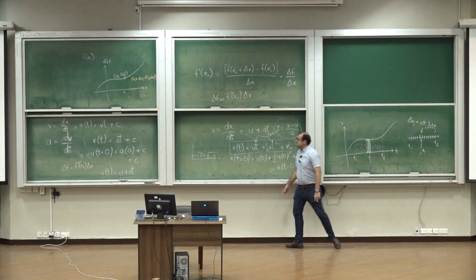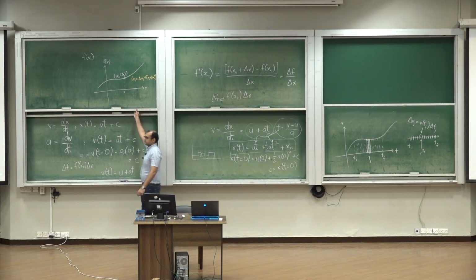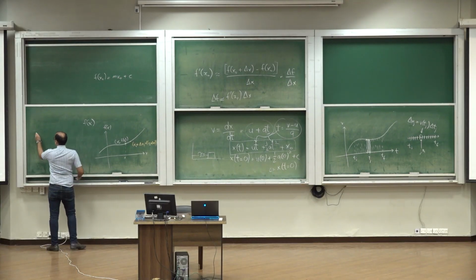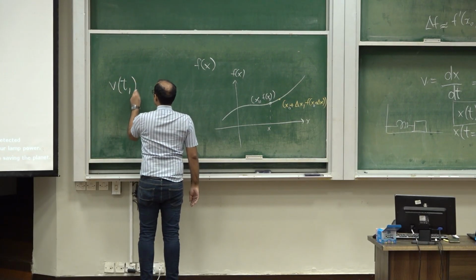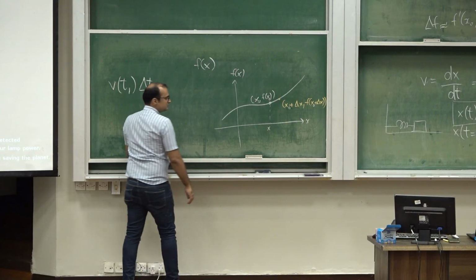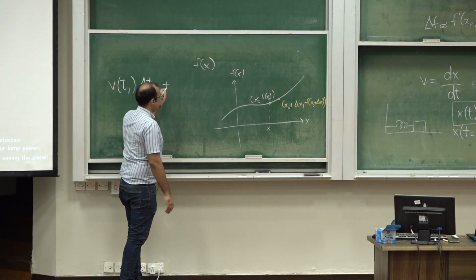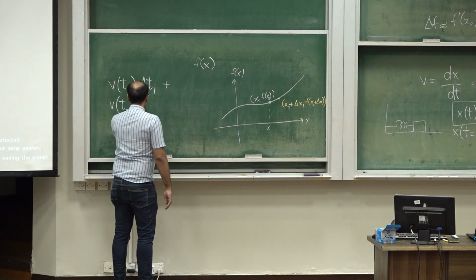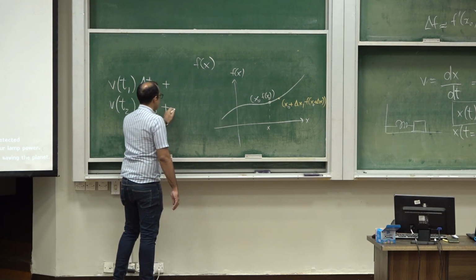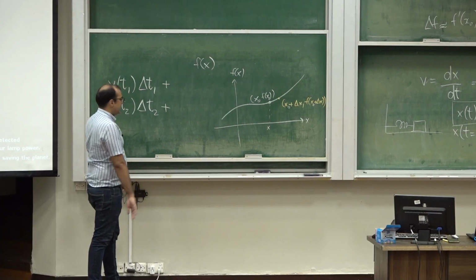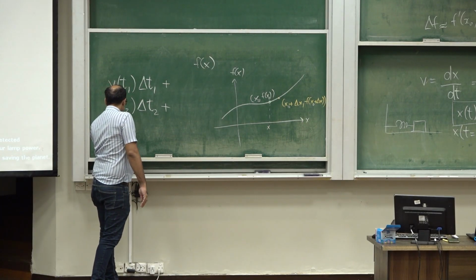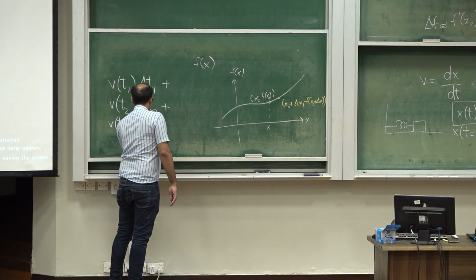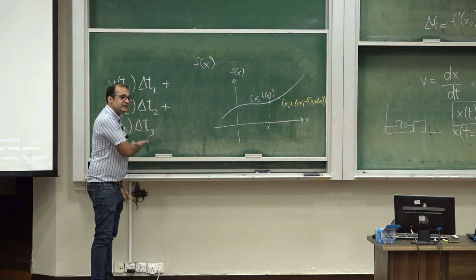So the total distance traveled will be what? v of t1 times delta t1, the distance travelled during the first time slice; v of t2 times delta t2, the distance travelled during the second time slice; v of t3 times delta t3, the distance travelled during the third time slice.